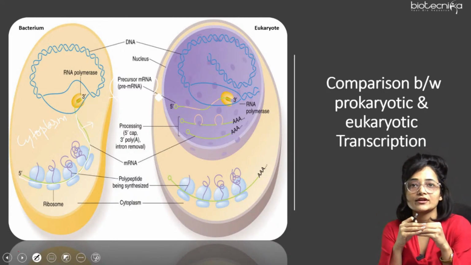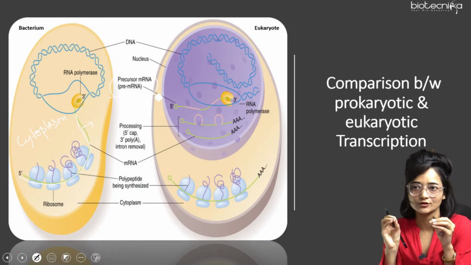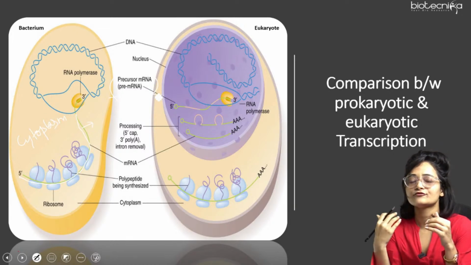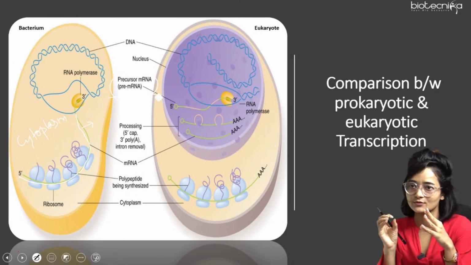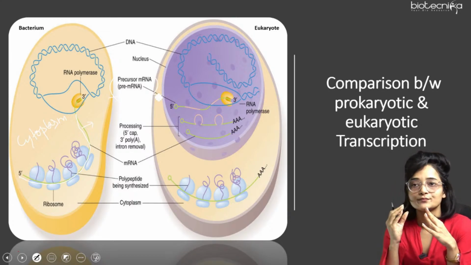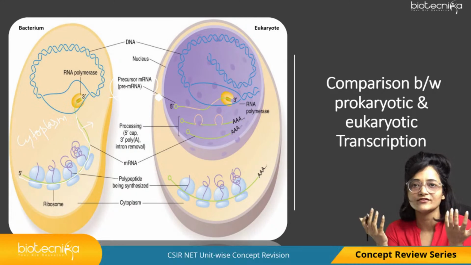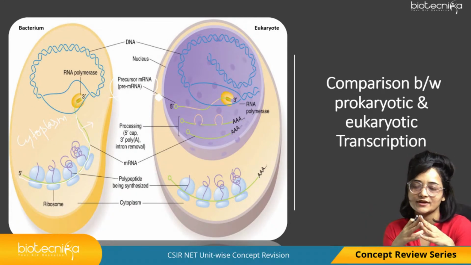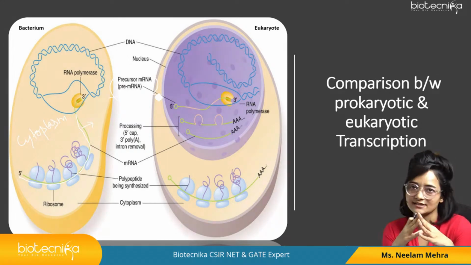But in the case of eukaryotes, the pre-mRNA molecule has to travel from the nucleus to the cytoplasm for further processing and for translation to happen, because the translation enzymes are majorly present in the cytoplasm of the eukaryotic cell. So before going to the cytoplasm, certain modifications and processing take place in the pre-mRNA. These are 5' capping, polyadenylation at the 3' end, and splicing.